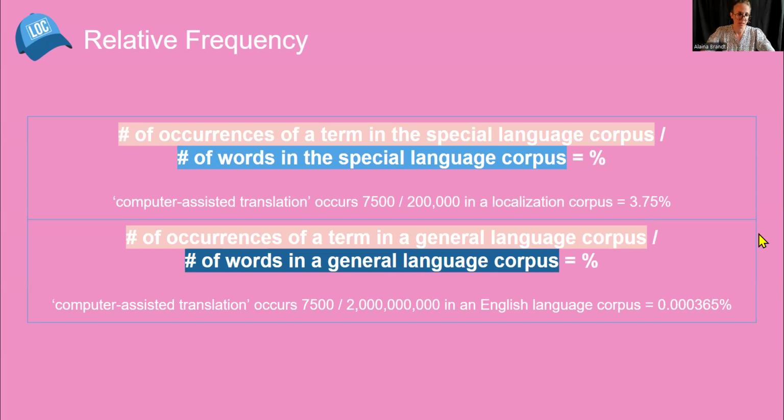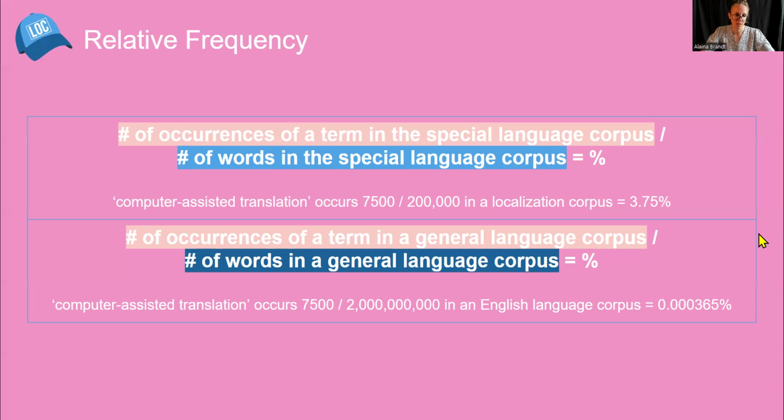Next, you would search your term in a general language corpus. In English, we might look at the Corpus of Contemporary American English. We'd go on to divide the number of occurrences of the term in the general language corpus by the number of words in the general language corpus. And these two mathematical equations are going to generate some percentages, right? If there is a higher percentage of the term candidate in a special language corpus than in a general language corpus, that's a pretty good sign that you've identified a term.